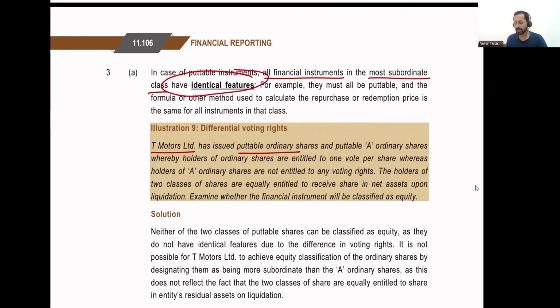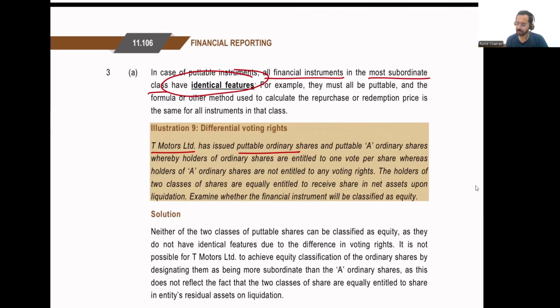So over here in this case, T Motors is a company which has issued puttable ordinary shares. What does this mean? It basically means these are puttable equity shares where the equity shareholders have got the right to sell the equity shares back to the company at any point in time. So T Motors Limited basically has an obligation to pay cash. The question is, yes, it has an obligation to pay cash, but it will be classified as equity if the conditions are satisfied. And this particular illustration is focusing only on condition 3.